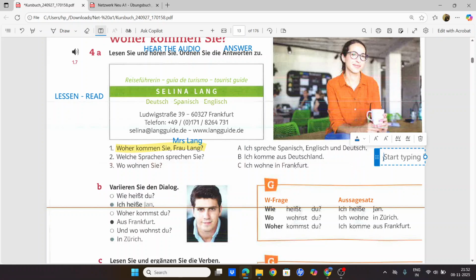Now what do we have to do? We need to match the options. Reading the above text, you already learned that Frau Lang is from Deutschland. And what is Deutschland? Is it some country? Yes, it's Germany.